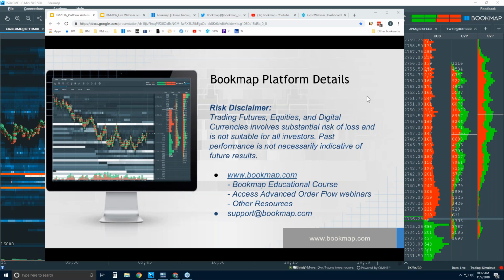Okay, what we'll do in this webinar is introduce you to Bookmap, who uses it, how to connect it to the various markets, how to subscribe to it, and then we'll look at the basic interface in Bookmap, how to read it, and look at the basic order flow. This is the basic education that you get with Bookmap.